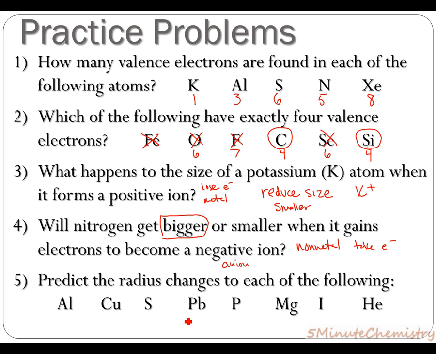Okay, predict the radius changes to each of the following. Okay, so as a basis of this one, I'm just going to consider metal, nonmetal, okay, and valence electrons. So aluminum, metal, means that its radius is going to get smaller. Copper, metal, gets smaller. Sulfur, nonmetal, gets bigger. Pb is lead, so that's a metal, gets smaller. Phosphorus, nonmetal, gets bigger. Magnesium is a metal, it gets smaller. Iodine, nonmetal, gets larger.